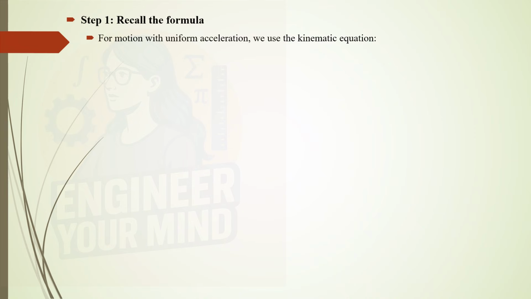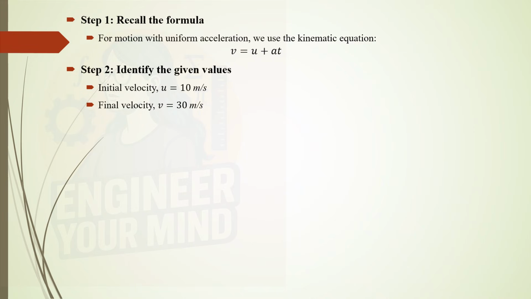Step 2. Identify the given values. Initial velocity u is 10 meters per second. Final velocity v is 30 meters per second. Time t is 5 seconds. We need to find acceleration a. Step 3. Substitute the values into the formula. 30 equals 10 plus a multiplied by 5.